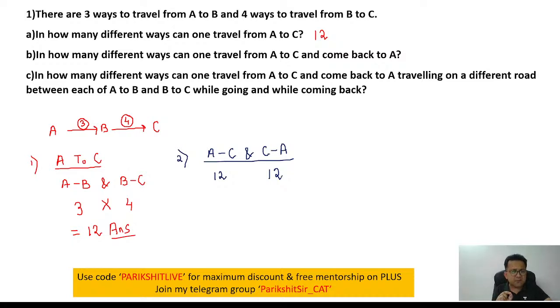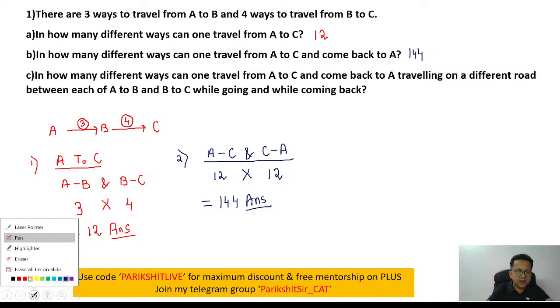Just that you need to be careful. You are using the word 'and' here. The moment you use the word 'and', you are going to apply a multiplication sign, and then say 12 into 12, 144, and that's going to be my answer. Answer is 144. Clear?